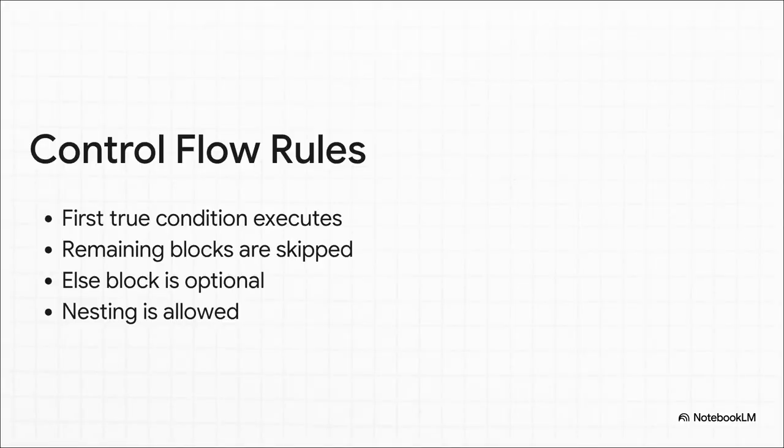To really master this, there are a few golden rules you need to memorize. First, only the first true condition is executed. Once the program finds a match, it stops looking. The remaining blocks are entirely skipped. Also, that final else block, it's totally optional. You don't have to include it. And finally, you can put an if statement inside another if statement, which we call nesting. These rules are what make your programs incredibly smart and efficient.